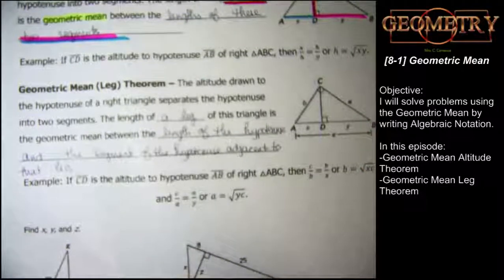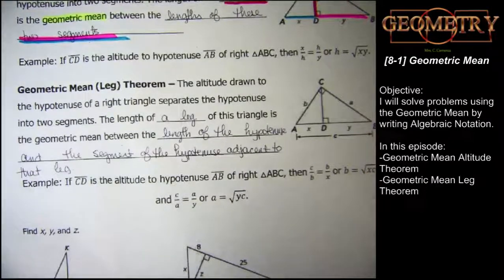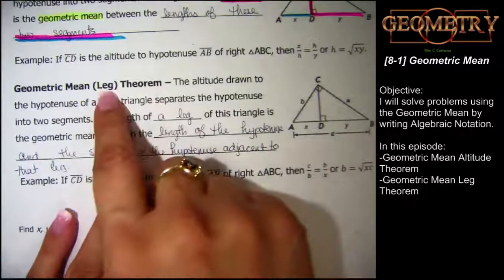All right, second shortcut. Again, it uses the geometric mean. So again, you're going to find two values, multiply them together, and take the square root. But this has to deal with the leg.